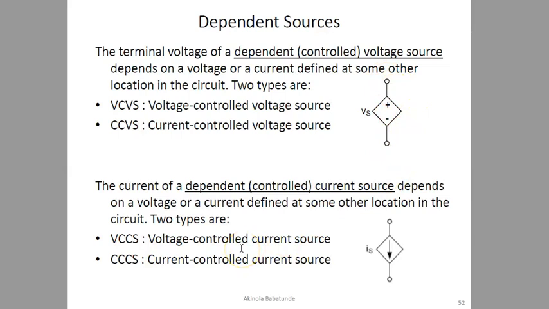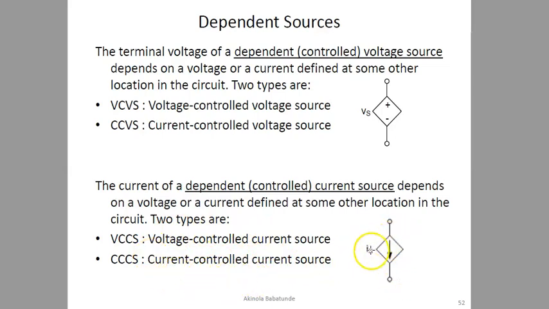We also have the dependent current source. The current of a dependent or controlled current source relies on a voltage or a current defined at some other location in the circuit. We also have two types of dependent current sources. We have the voltage controlled current source. That simply means this current source is controlled by a voltage. And then we have the current controlled current source. This means that the current source is controlled by another current in other locations in the circuit.